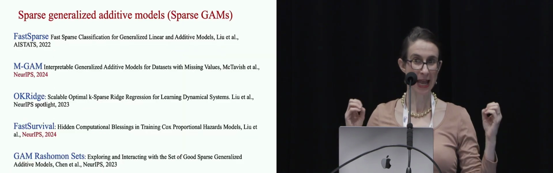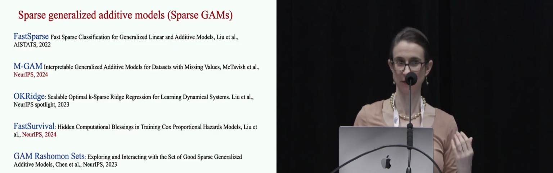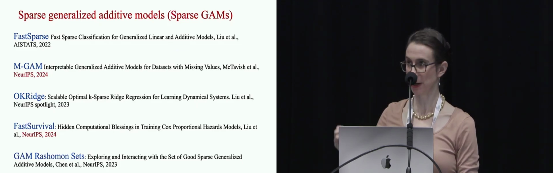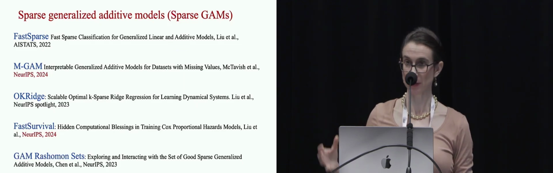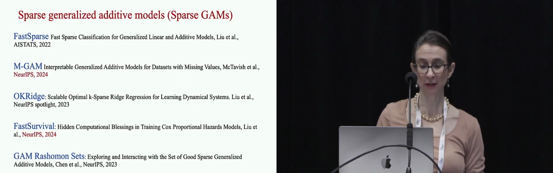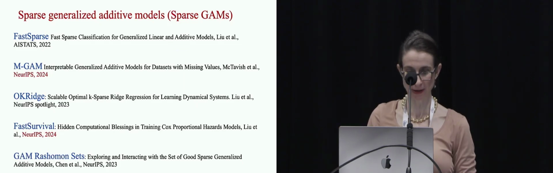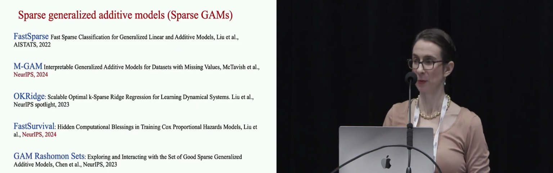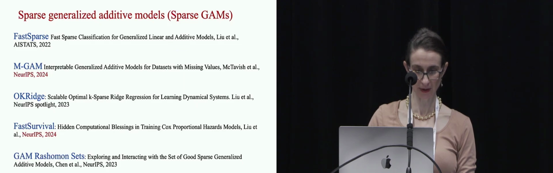We also have the new MGAM algorithm that handles missing data in a beautiful, elegant way that doesn't involve imputation. We have the OKRidge algorithm that does sparse ridge regression, and it's even useful for learning dynamical systems, for learning the terms in dynamical systems. We have the new FastSurvival algorithm that does Cox proportional hazards models, gives you very sparse models, sparse GAMs for that. And we have the GAM Rashomon set algorithm, which allows you to find Rashomon sets for GAMs. And these two are just this conference here.